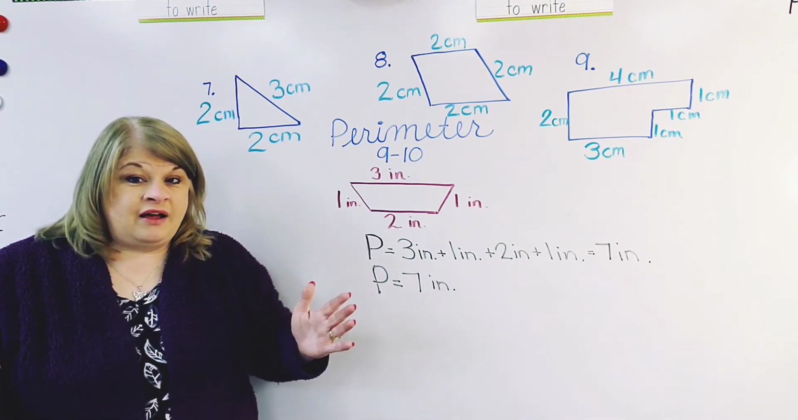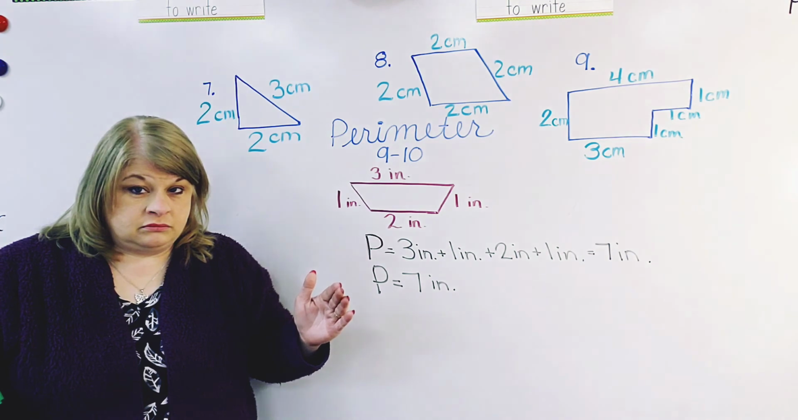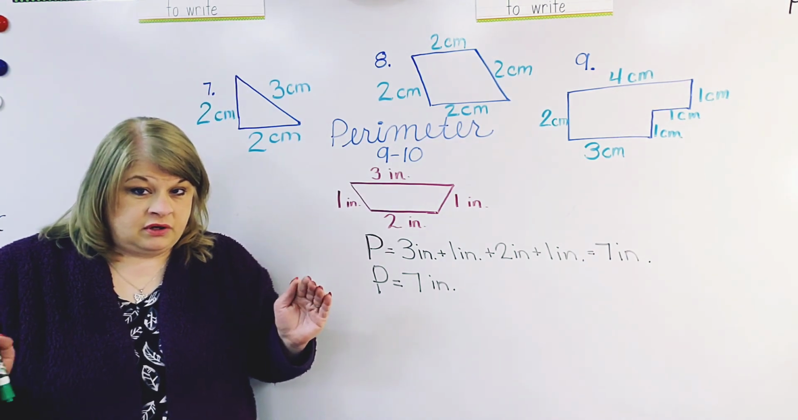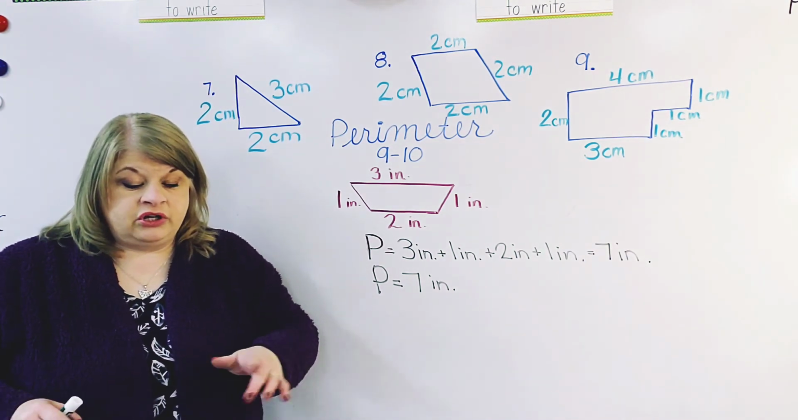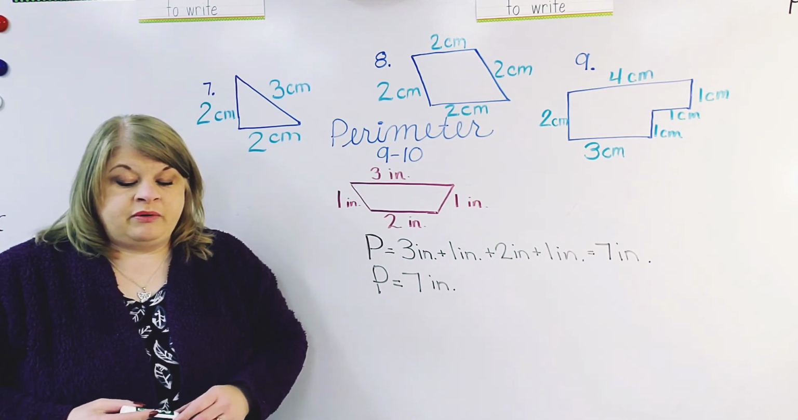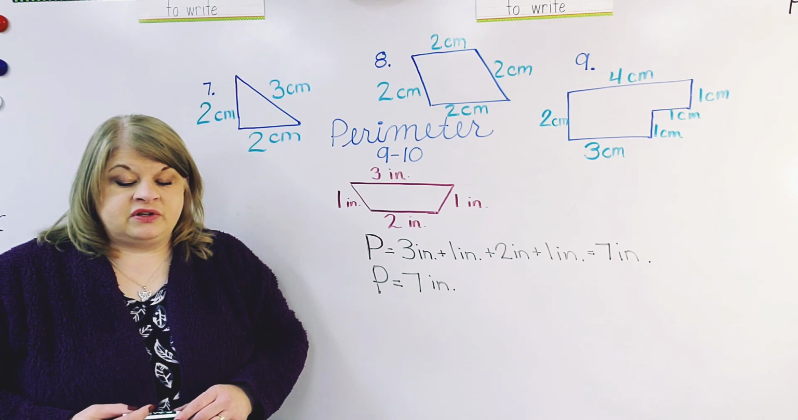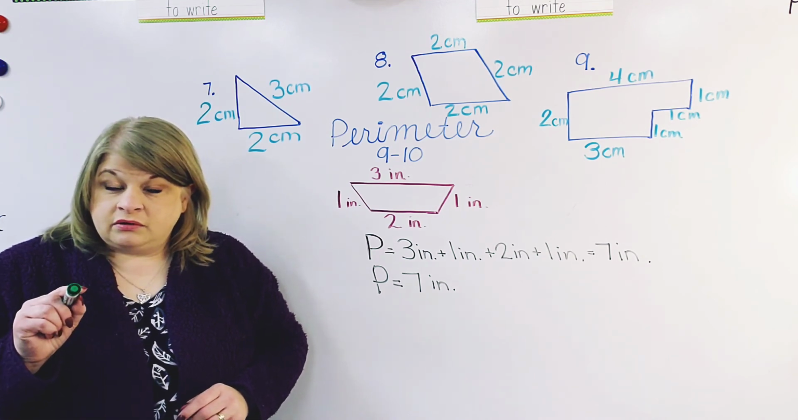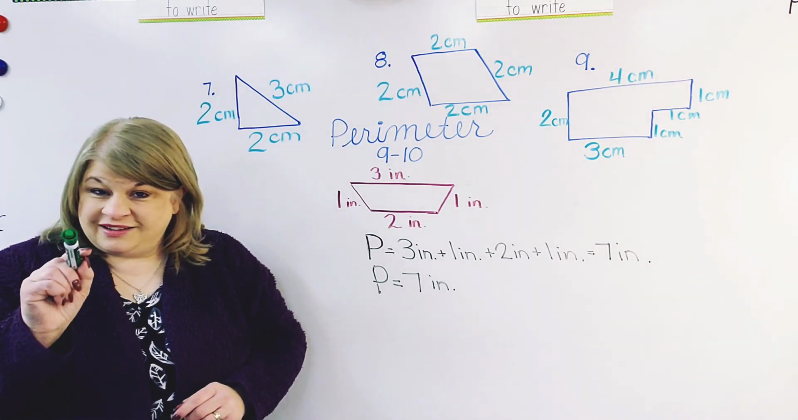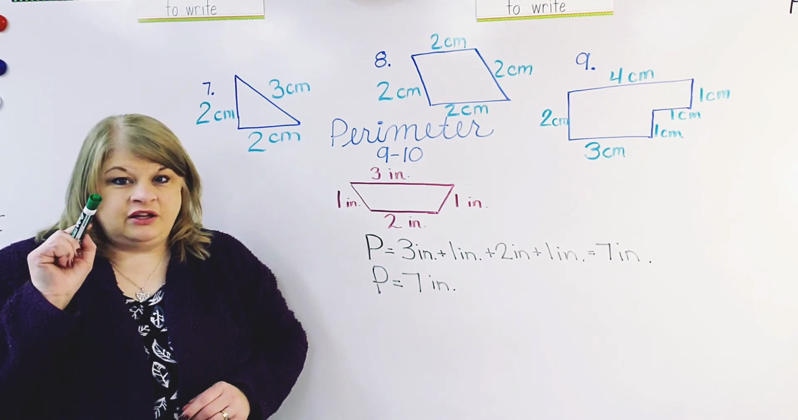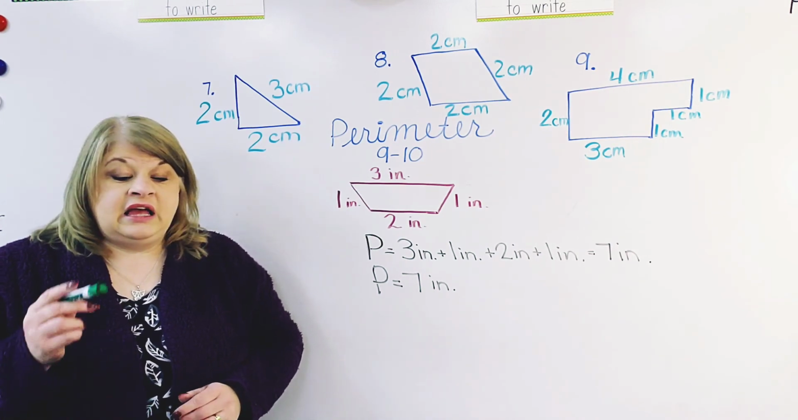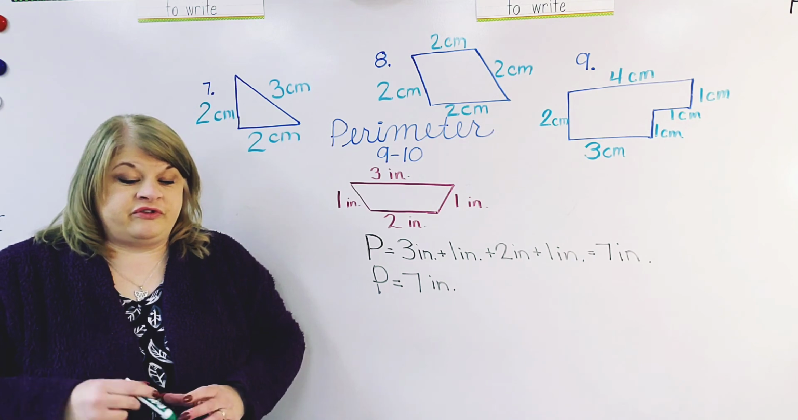I want you to write out the problem for 10 and 11. Write it out and give the answer. Look at number 11. What is the perimeter of a clock in the shape of a hexagon if each side measures 9 inches? What's the shape? A hexagon. Circle that. You need to know how many sides are in a hexagon, and that's going to give you the answer for this.